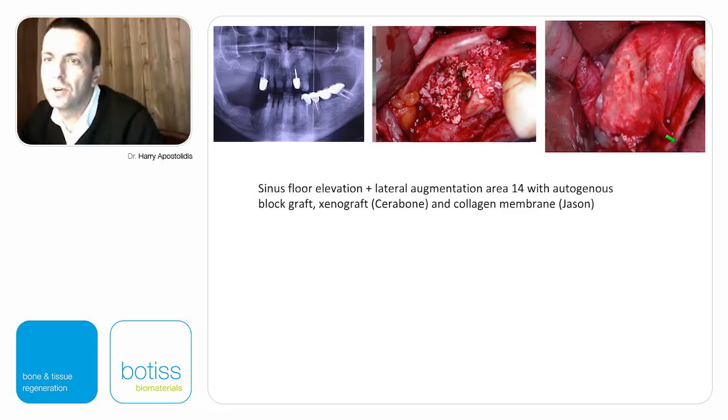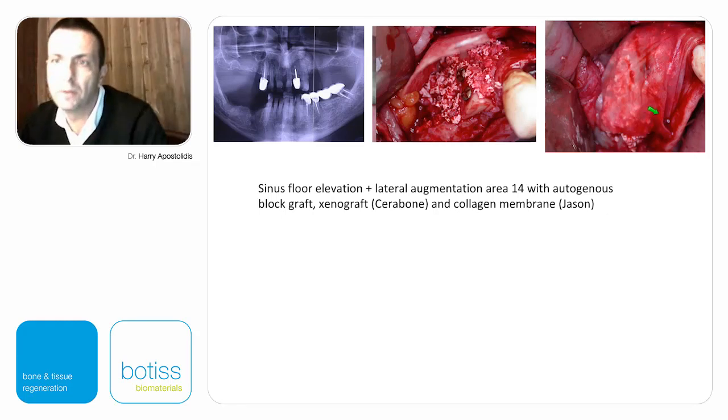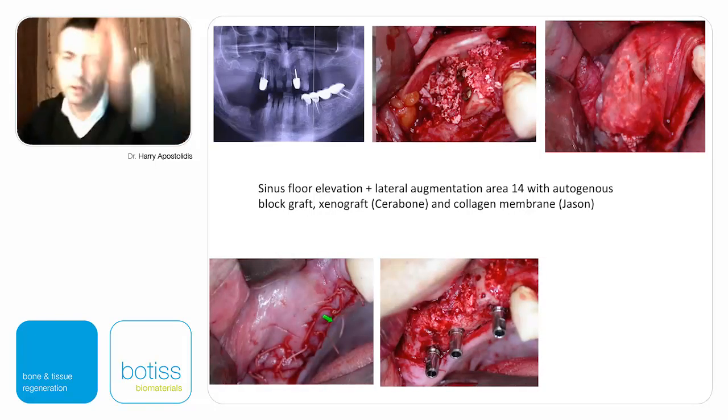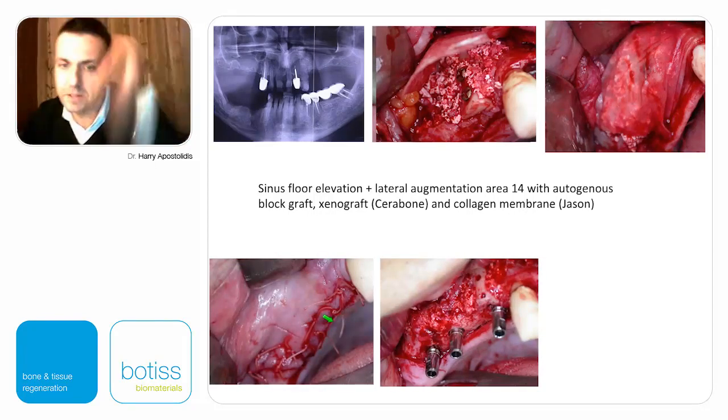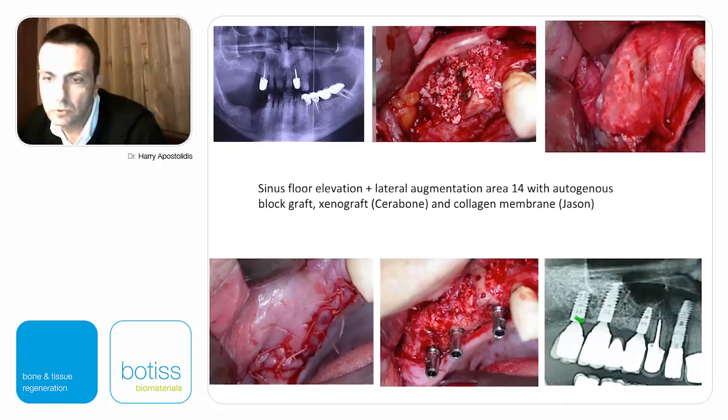You see the suture here, so that everything stays immobile under the membrane. And primary closure, tension free after periosteum release. And we see that 6 months after that, we place our implants in perfect bone. And that's 4 years post-op. We see the bone levels stable, no resorption at all.